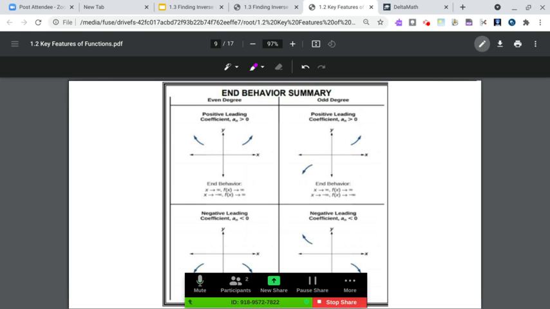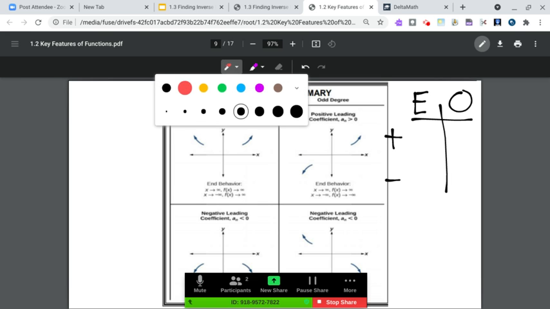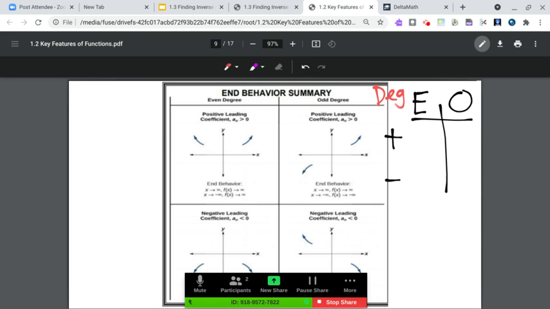I tell my students the first thing you do is you look at the degree, whether it's even or odd. And then you look at the sign of the leading coefficient. So your choices are either positive or negative. Again, at the top, you look at degree, and E is even, O is odd. And then on the left hand of the chart, you look at the sign of the leading coefficient. Is your leading coefficient positive or negative? Okay.